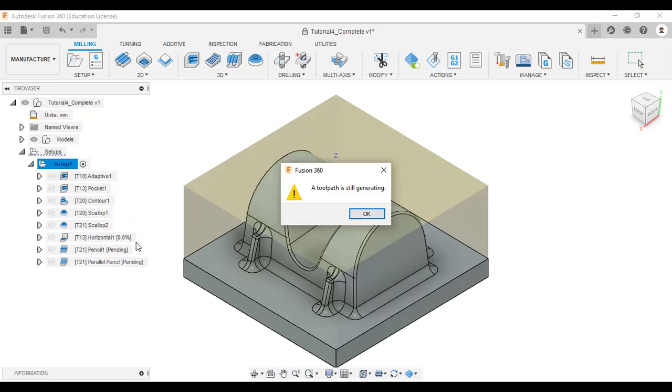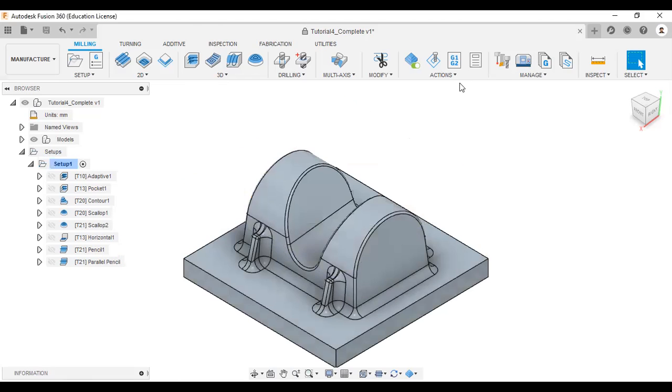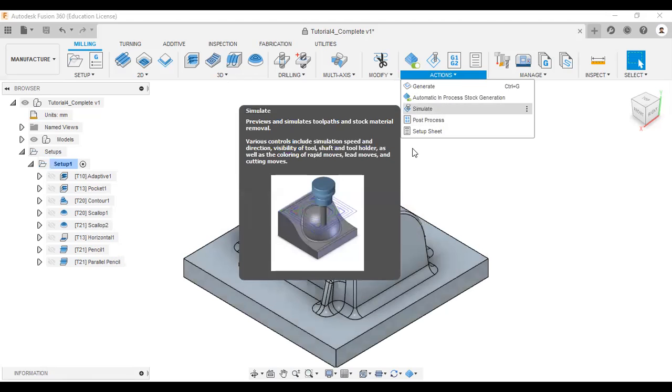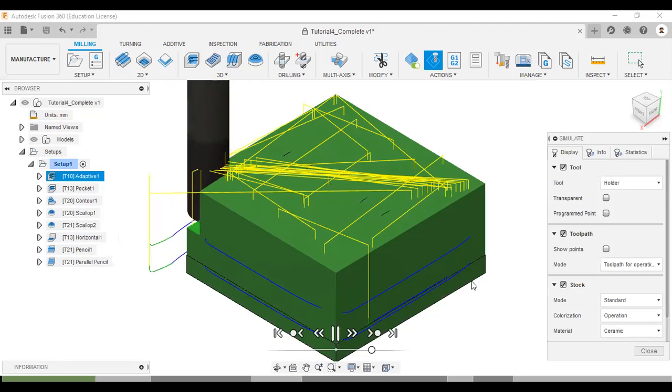Here the horizontal strategy, pencil strategy, and parallel pencil strategy are pending. Yeah, it is completed. That final one, the parallel pencil strategy, is completed. Then go to actions, simulate, click the simulation.